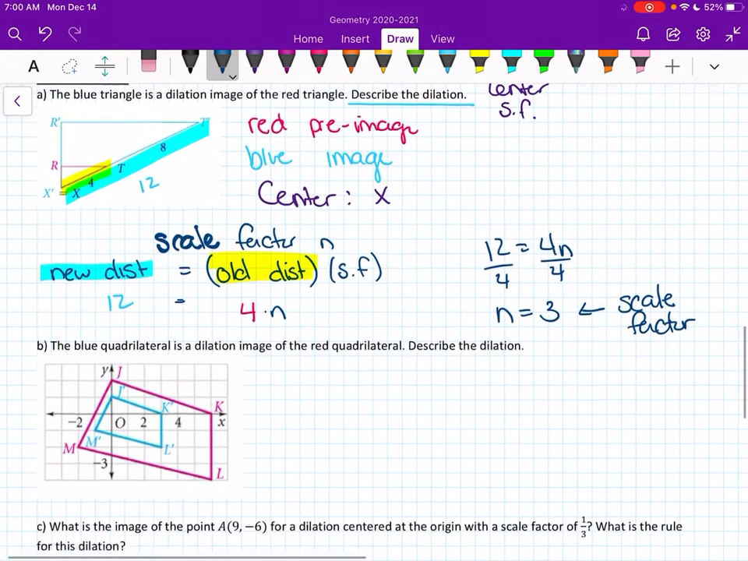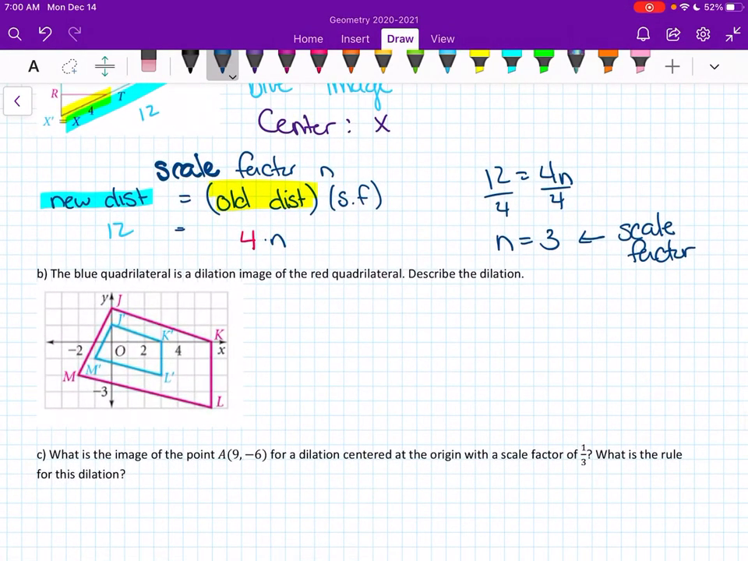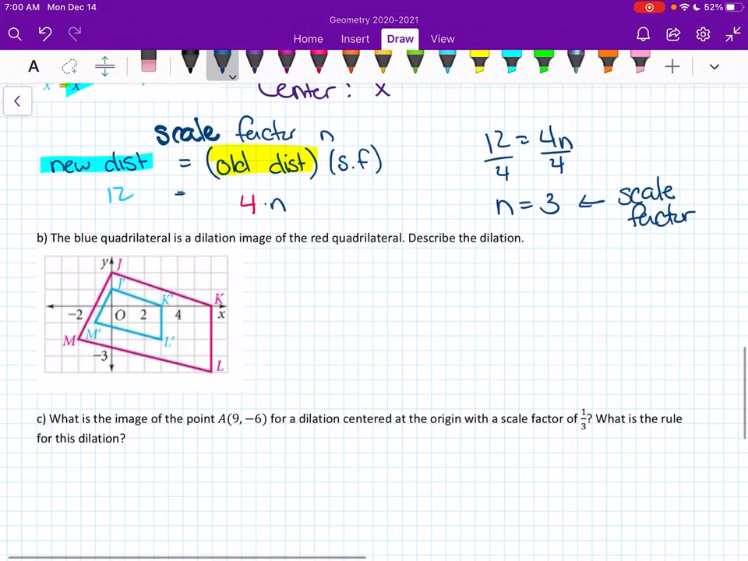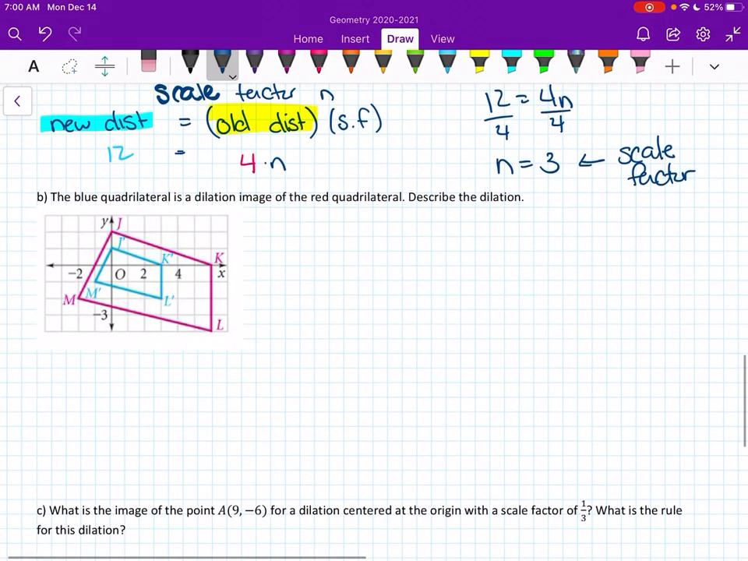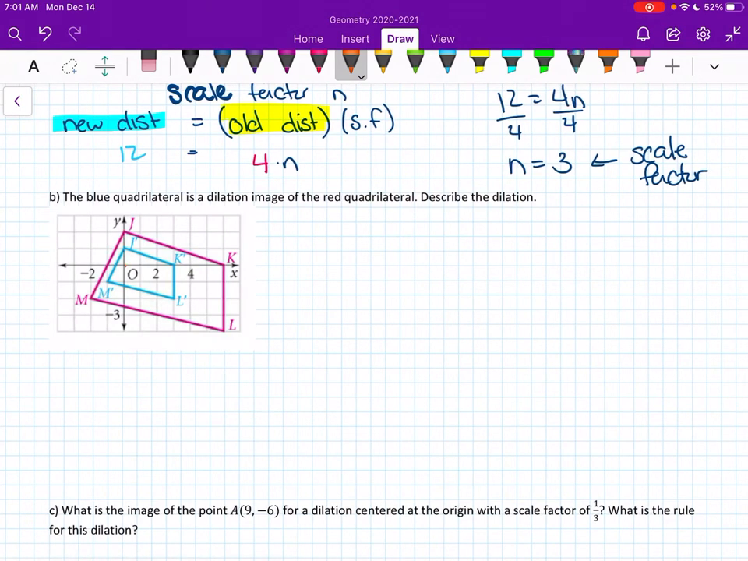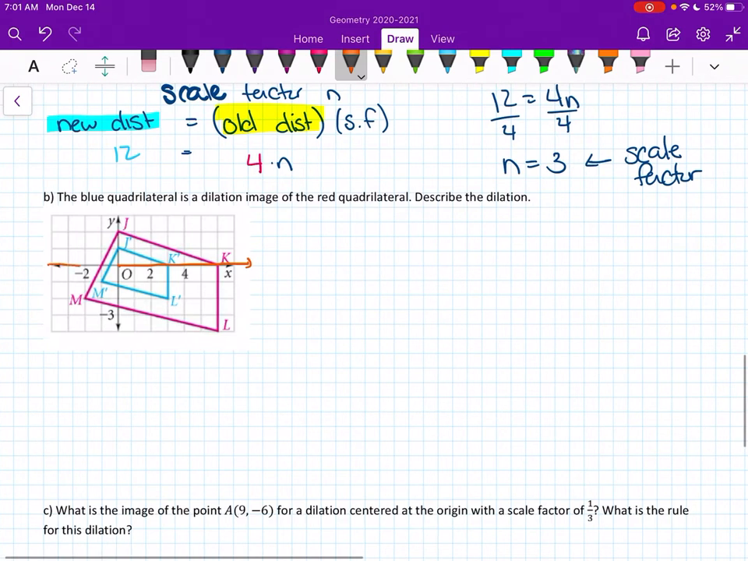All right, let's try another one. The blue quadrilateral is a dilation image of the red quadrilateral. Describe the dilation. All right, so same kind of idea here. So in this case, I'm going to look at those rays because I don't have any point that stayed the same. But if I connect K and K prime, I know that the ray goes between those. So I know somewhere along the x-axis is going to be my center. And if I look at J and J prime, those go along the y-axis.